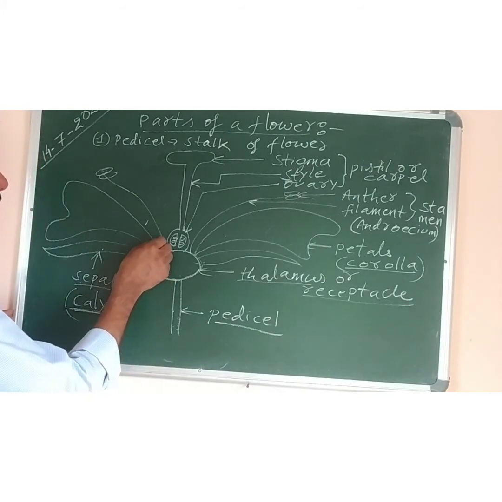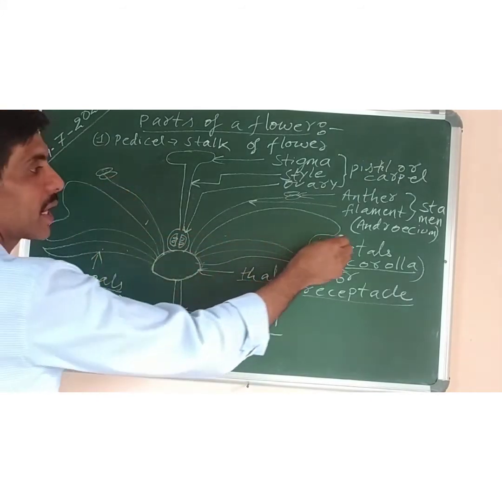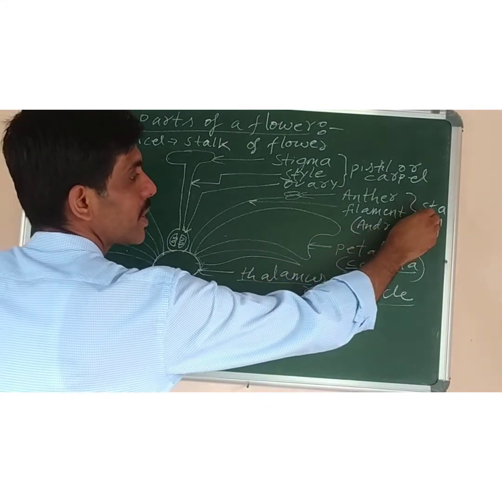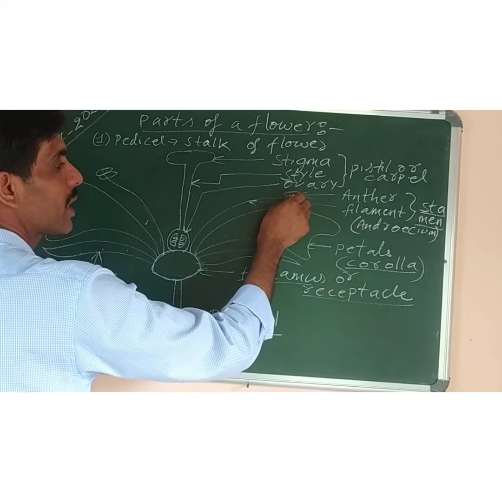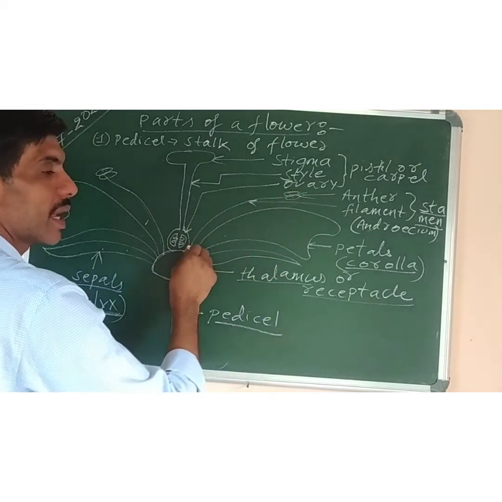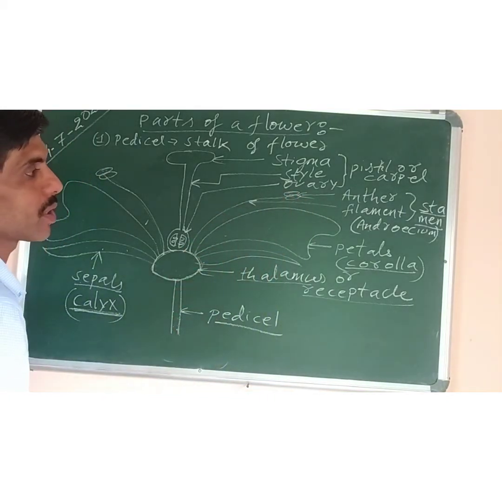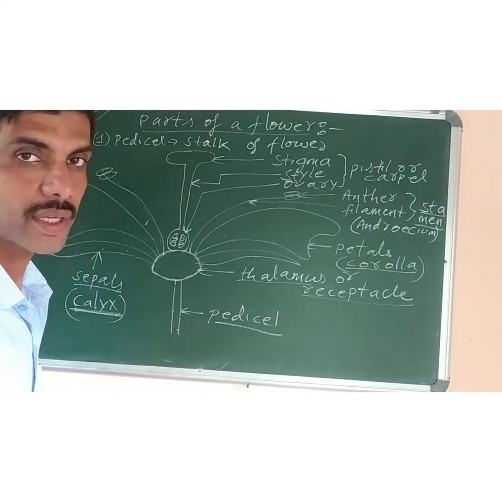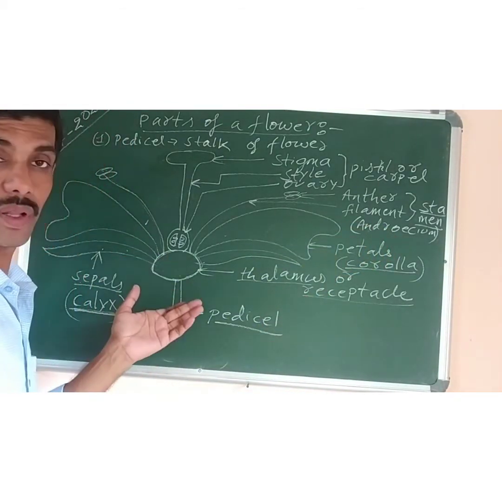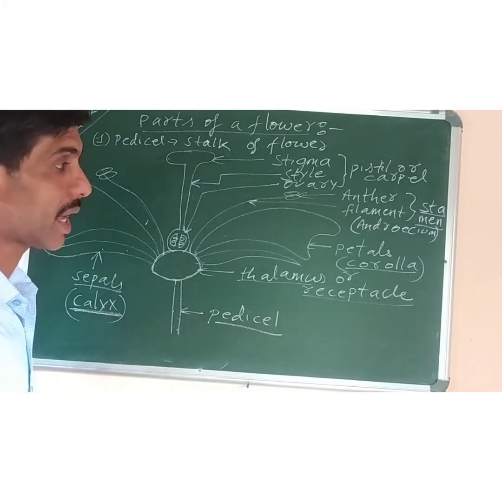Then the third wall of the flower is the male part, which is known as androecium, that consists of stamens, and each stamen consists of two parts: a bilobed anther and a long filament. That stalk is called filament. What is the function of androecium? To produce the male gamete of the plant, which helps in fertilization.